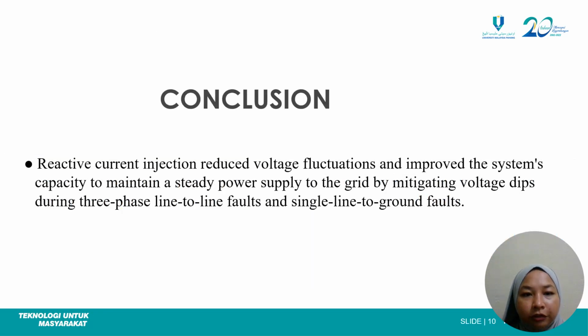And then for the conclusion, reactive current injection reduces voltage fluctuation and improves the system's capacity to maintain a steady power supply to the grid by mitigating voltage drops during three-phase line-to-line fault and single line to ground fault.